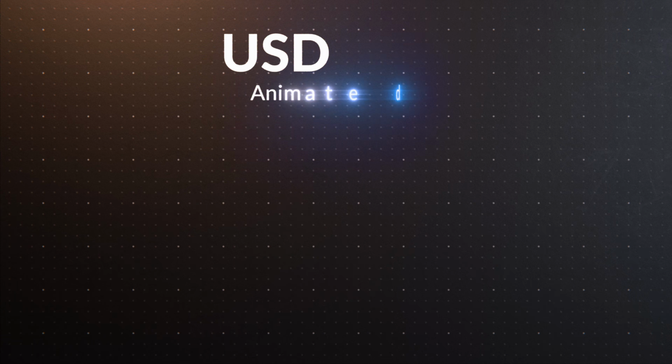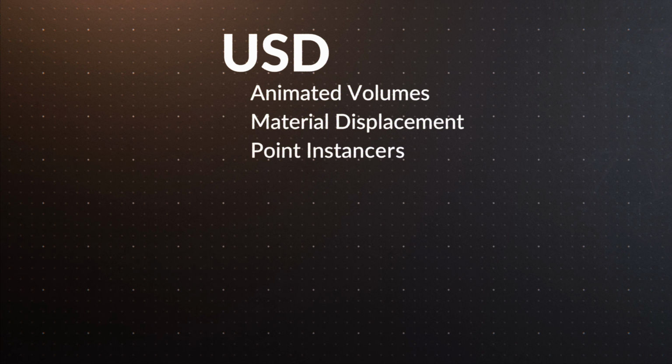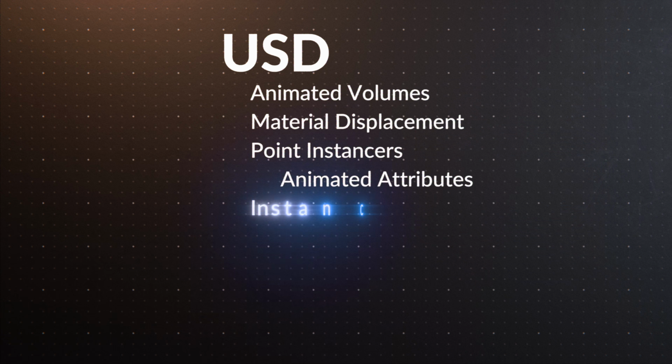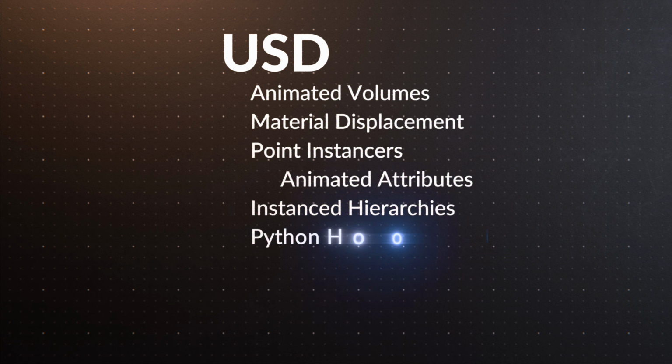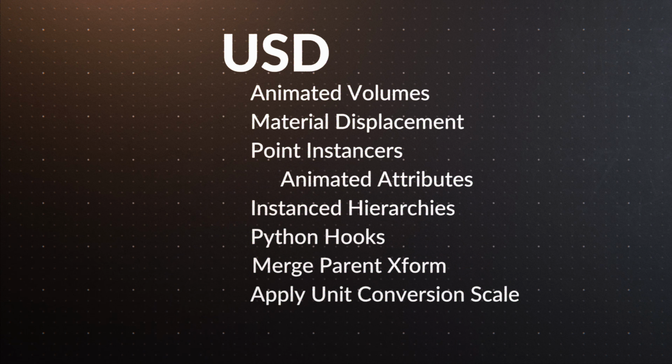USD can now export animated volumes. Material displacement now works with the USD preview surface. Importing USD point instancers now respects animated attributes. The experimental instancing option now works for object hierarchies and non-mesh objects. Python hooks were added so developers can easily call custom functions on imported prims, materials, and textures. The import options merge parent transform and apply unit conversion scale were added, and the export options merge parent transform, units, and meters per unit were added as well.